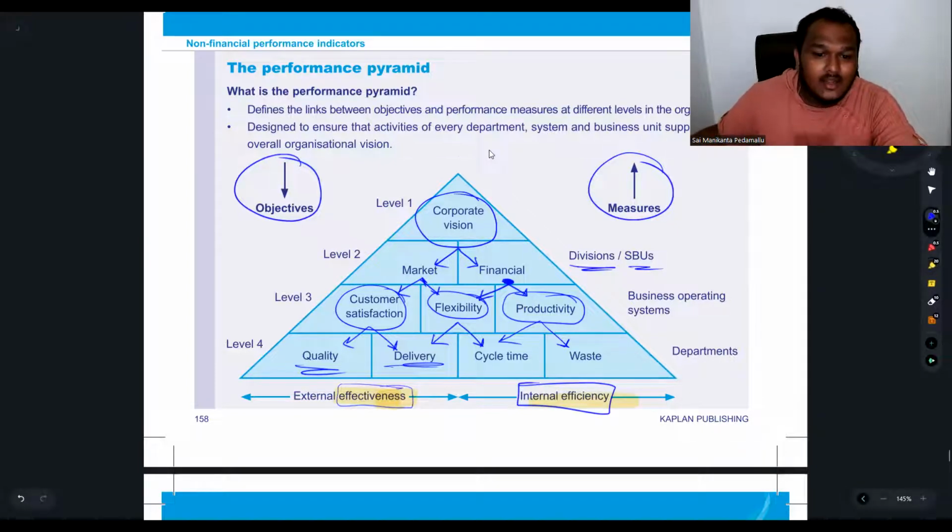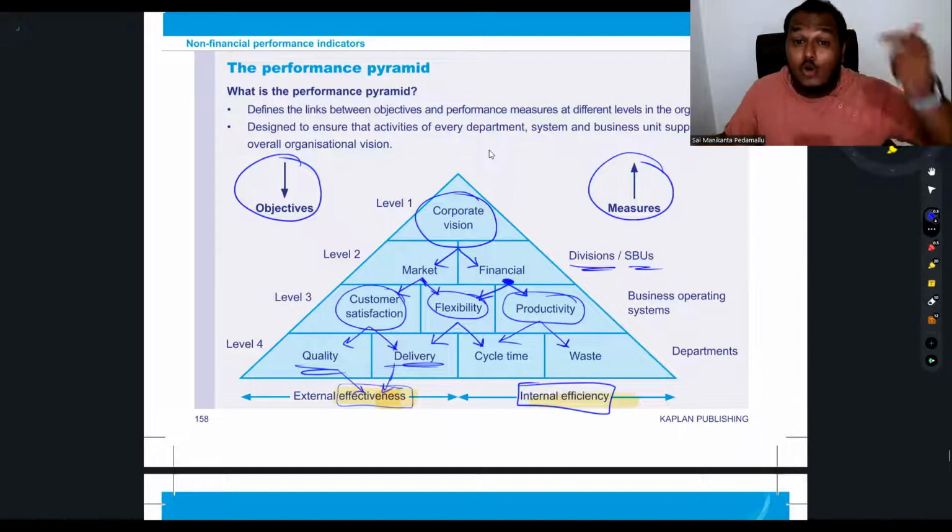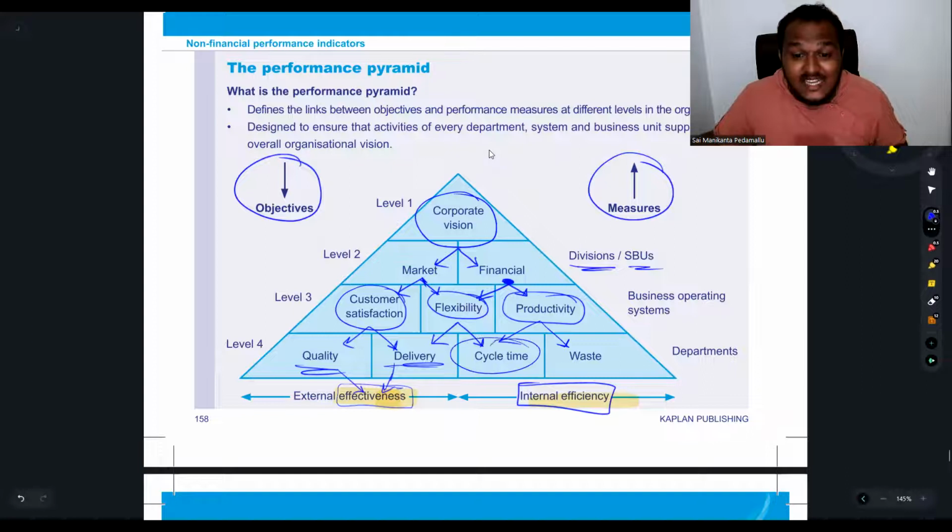See here. Delivery and quality are end result oriented. Whether you are able to provide quality, whether you are able to deliver it on time. That's end result, output, effectiveness. Cycle time is internal, wastage is internal, so efficiency is used.